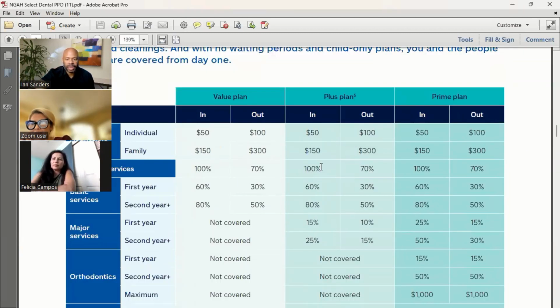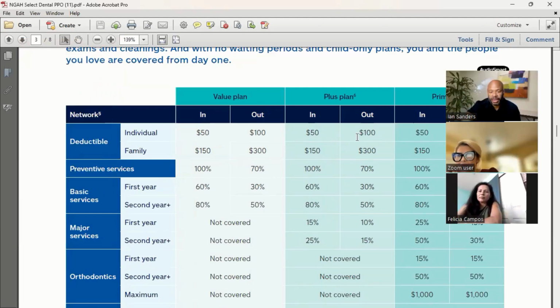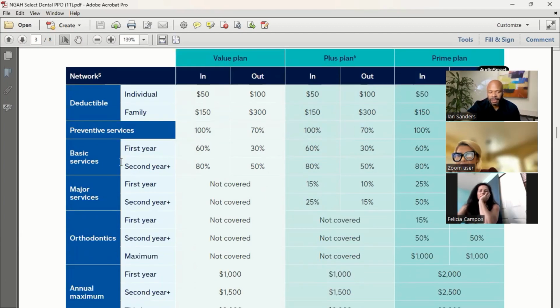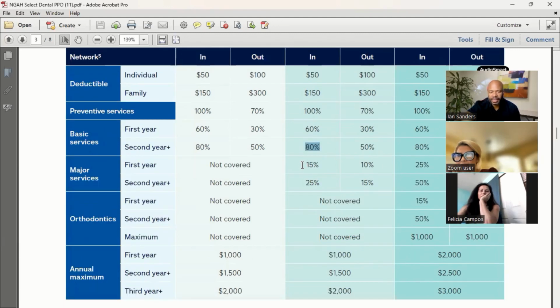So with the Plus plan, the way it works is you can go in or out of network, but of course it's going to be cheaper if you're in network. The deductible is going to be $50 per person and then $150 for the family. Now with preventative services, just going in to get your routine cleanings and oral exams, it's covered 100%. For your basic services, which are going to be like your fillings, things like that, it would be covered 60% the first year and then 80% every year after that. And then if you had major services, these are going to be like your crowns, bridges, root canals.